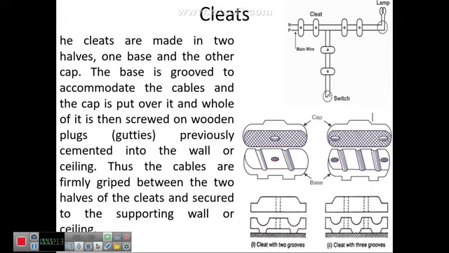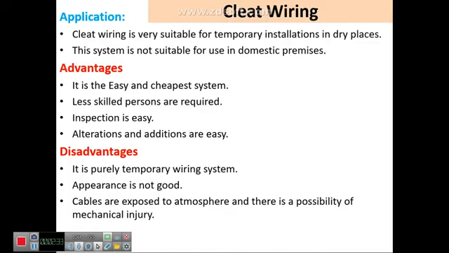So before that, cleat is nothing but a box like arrangement that gives a grip to the moving wire on the wall. So cleat provides the correct spacing between the wires and it gives the grip to the wires on the wall. Coming to the application, cleat wiring is very suitable for temporary installation in dry places, particularly in dry places. And this is not suitable for the domestic premises. That is, for permanent usages, you are never going to choose this kind of cleat wiring.